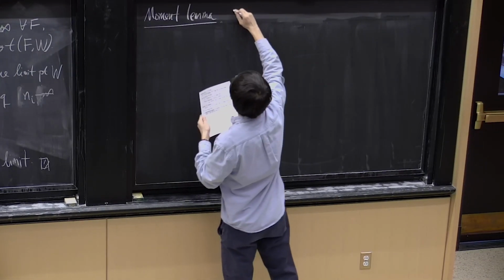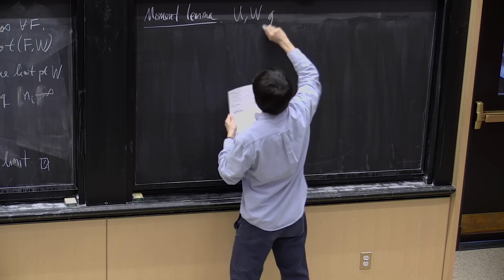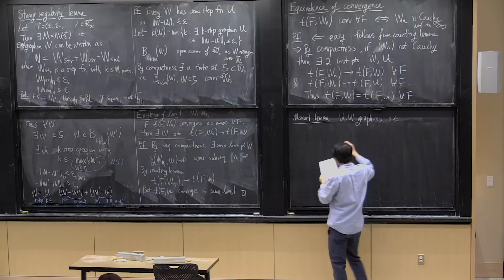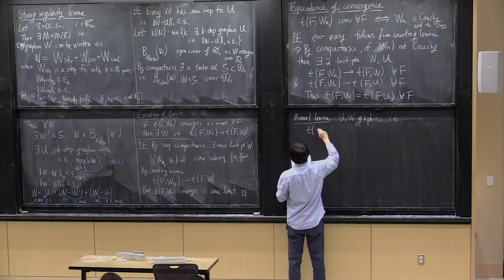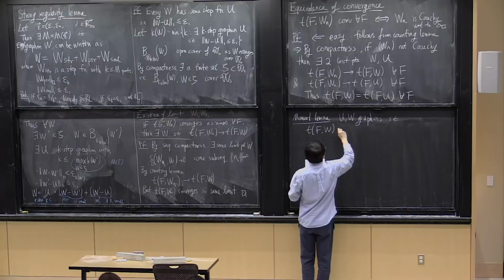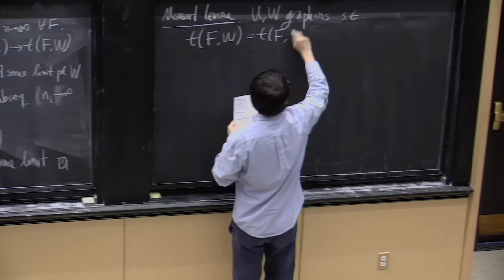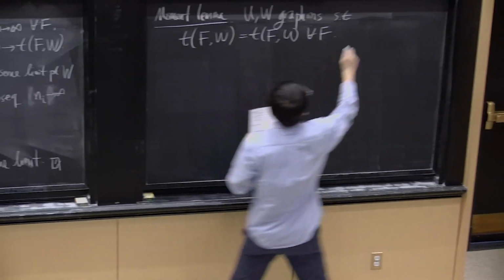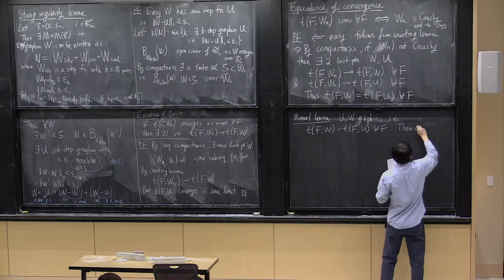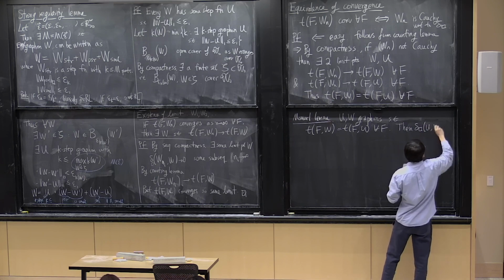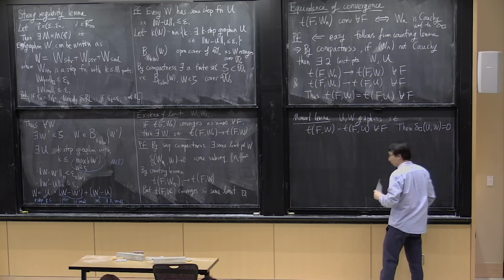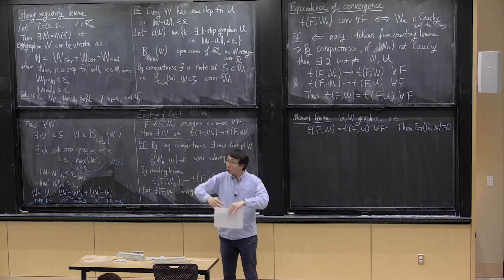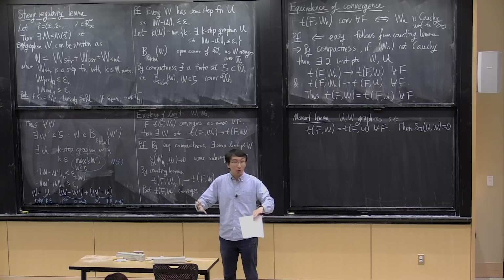If U and W are graphons such that the F densities agree for all F, then the cut distance between U and W is equal to 0. Somehow the local statistics tells you globally that these two graphons must agree with each other.